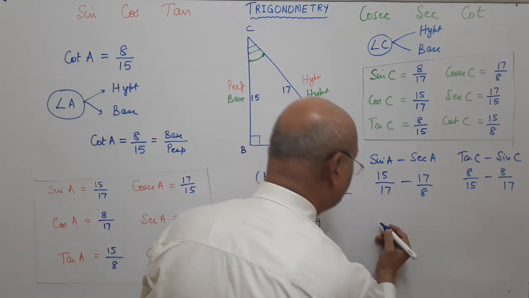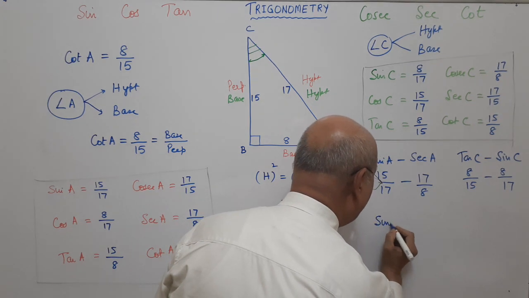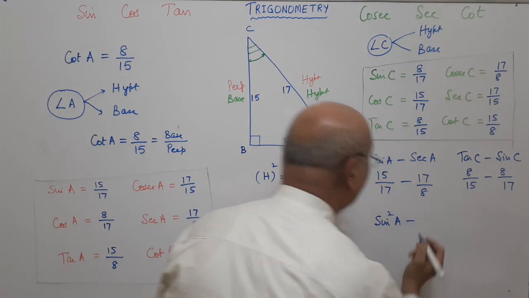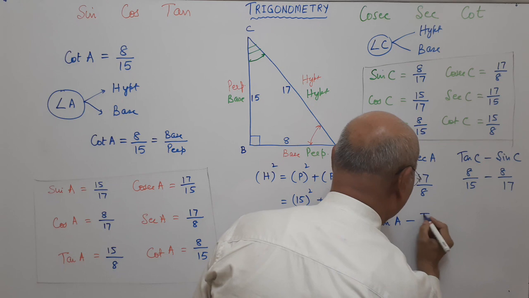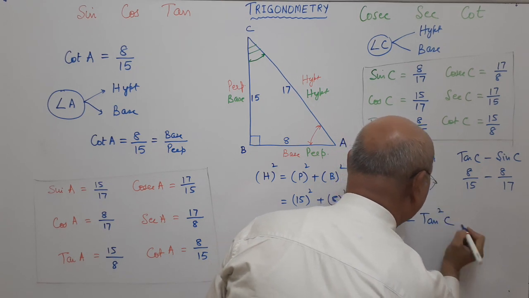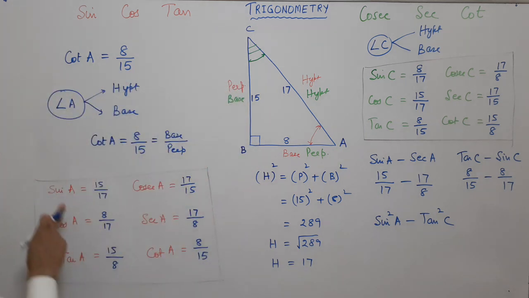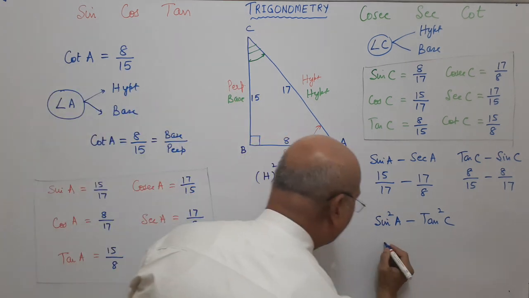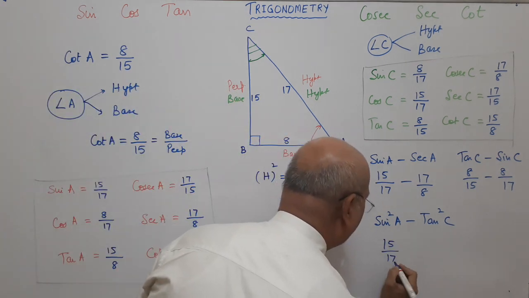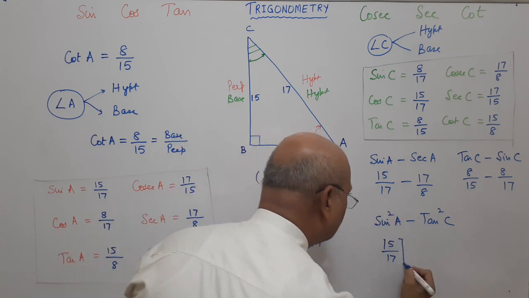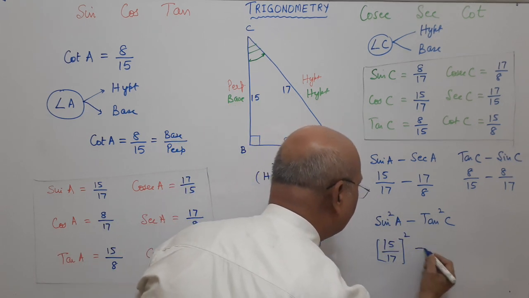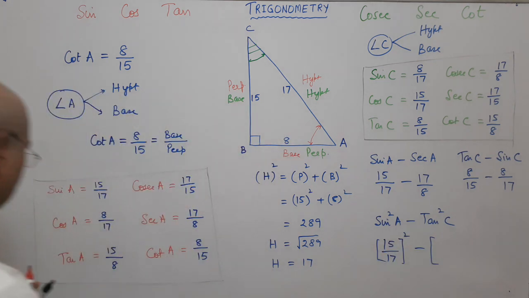Suppose a question can come like this. Find the value of sin square A minus tan square C. So what we are going to do? First write the value of sin A from here. Sin A is 15 by 17. So 15 upon 17, and here it is squared. And here it is tan square C.